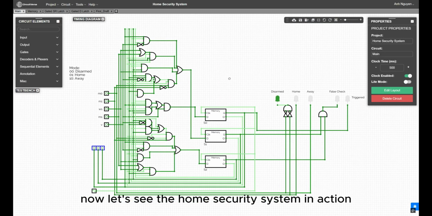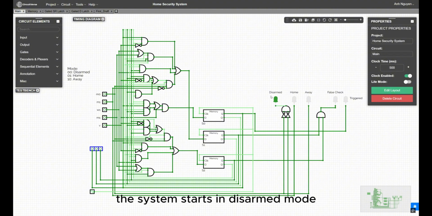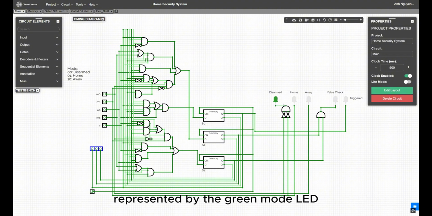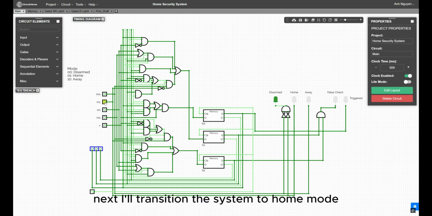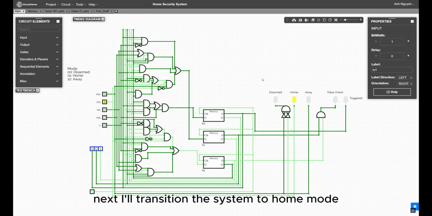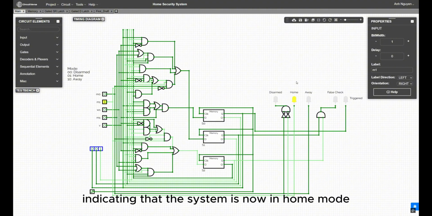Now, let's see the home security system in action. The system starts in disarmed mode, represented by the green mode LED. In this state, all sensors are inactive, allowing unrestricted movement. To set this mode, ensure all switches are set to 0. Next, I'll transition the system to home mode by setting the mode input to 01. The yellow mode LED lights up, indicating that the system is now in home mode.